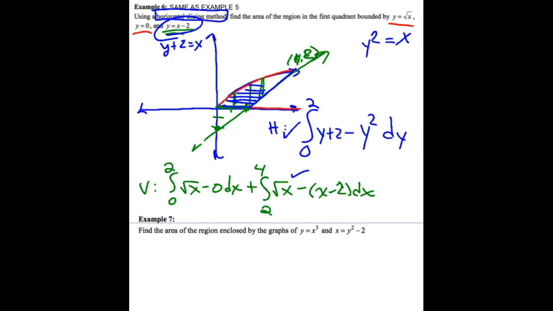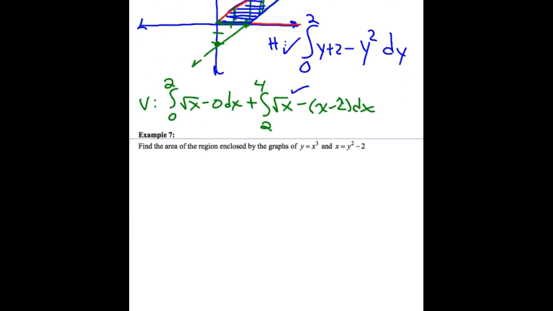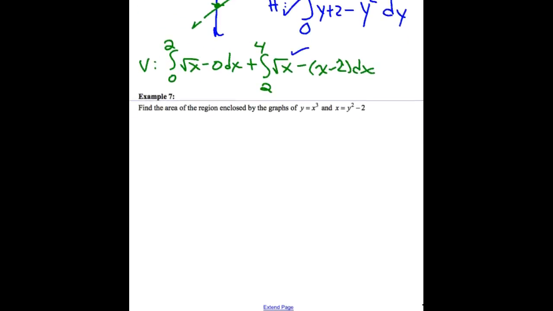So we'll go do a couple more. You seem to be catching on to this better than usual. This section of this chapter generally is a struggle, but I'm feeling good about it. So we're going to go do another one.